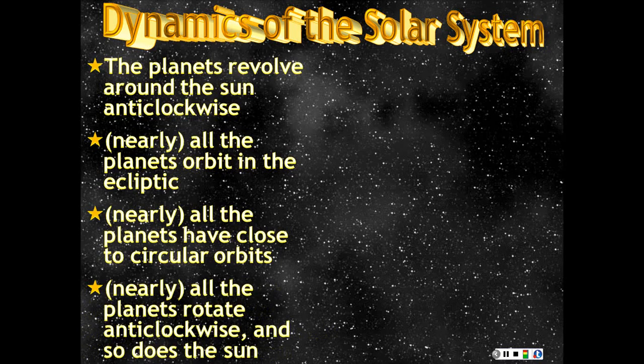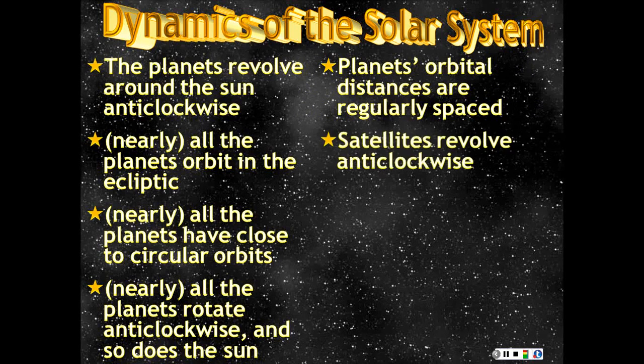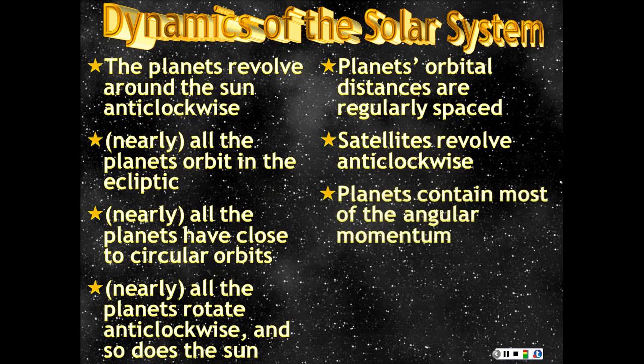And they nearly all rotate in that same sense, going counterclockwise. There are a couple of exceptions, which we'll come back to. The orbits are fairly regularly spaced, not equally spaced. But also the satellites, that is the moon, the moons of Jupiter, Saturn, and the other planets that have moons, they all orbit their planets in a counterclockwise direction.